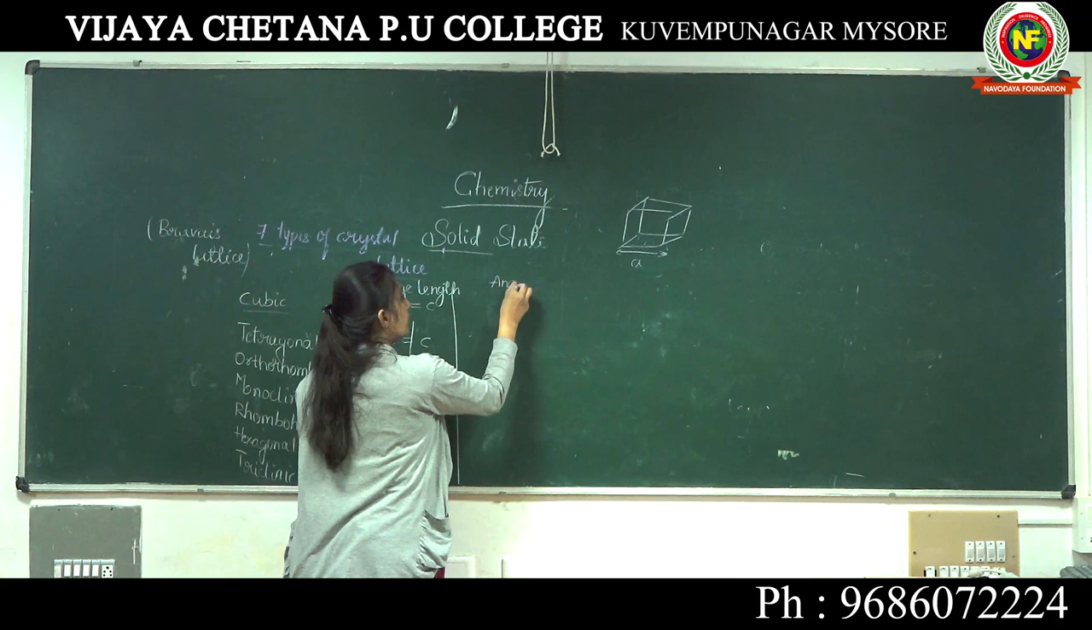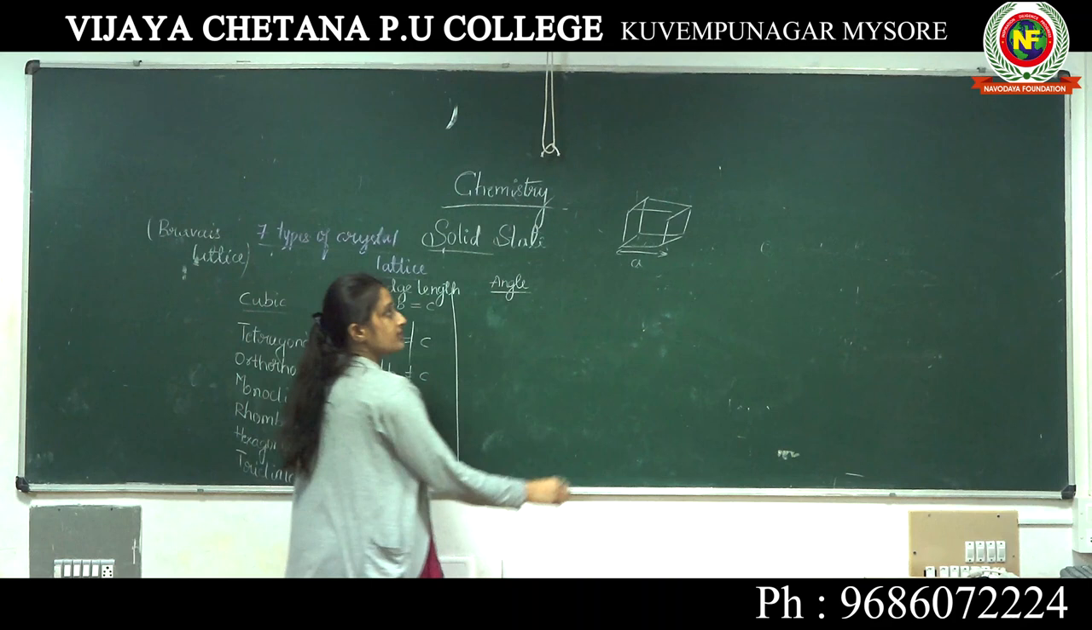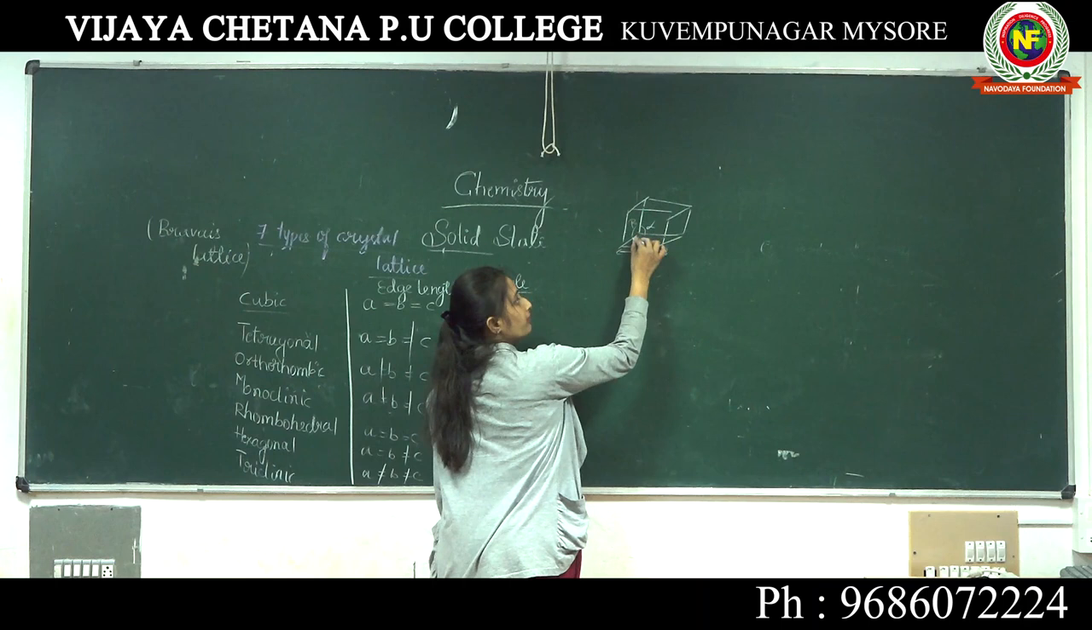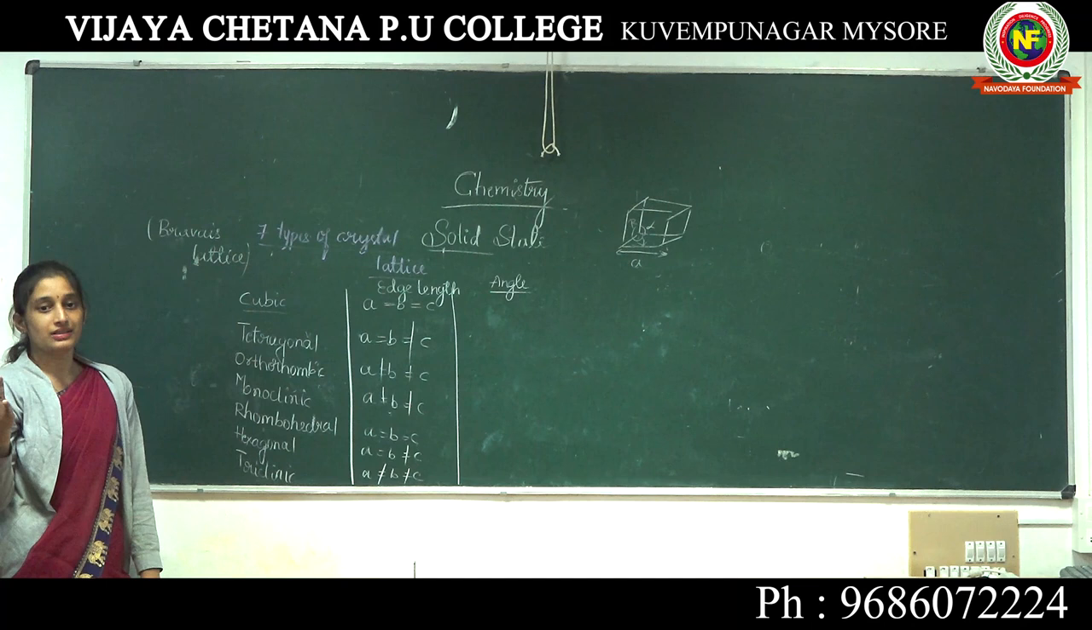What is this angle? See, from ear to ear, angle from ear to ear, beta from ear to ear, curve. Three angles. How many angles are there? Three angles. Three coordinate axes, three angles. Alpha, beta, gamma.